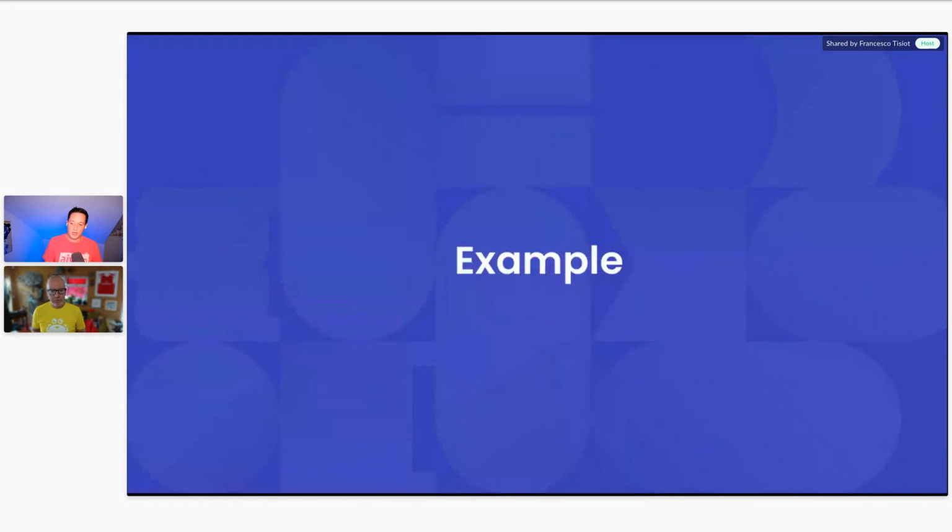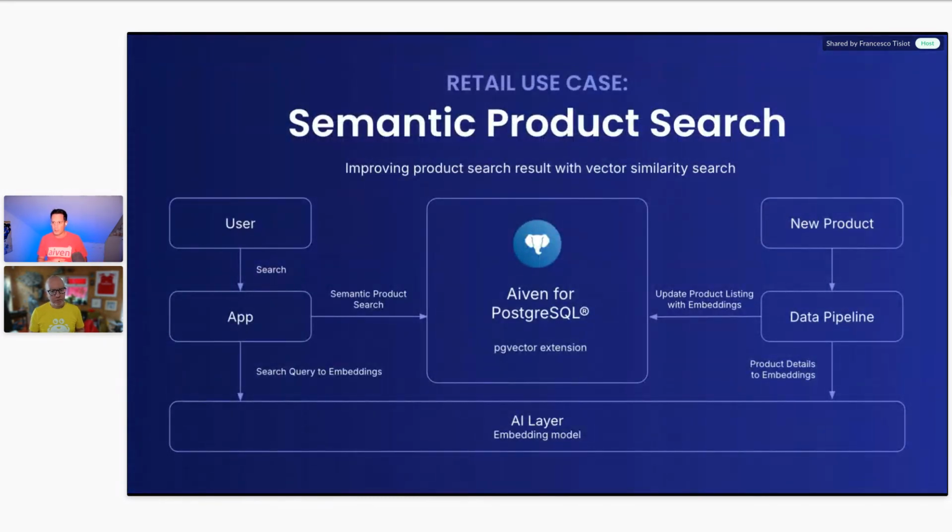So let's check an example of how we can use one of the tools in a GenAI type of workload. And what we are using here is a retail use case with a semantic product search. So let's understand the 2 flows that we have here. Let's start with the flow on the right of the screen.